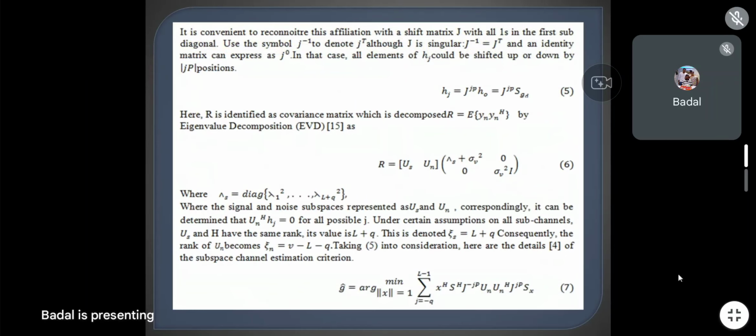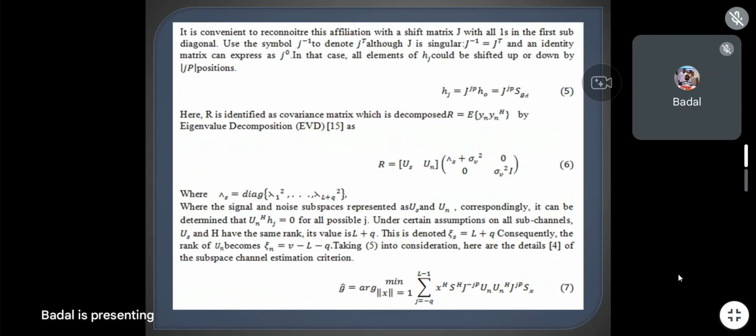It is convenient to represent the applications with the shift matrix J with all ones in the first sub-diagonal, with the symbol J inverse to denote J transpose. Although J is singular, J inverse will equal J transpose and an identity matrix can be expressed as J0. In that case, all elements of Hj could be shifted down or up by J matrix positions.